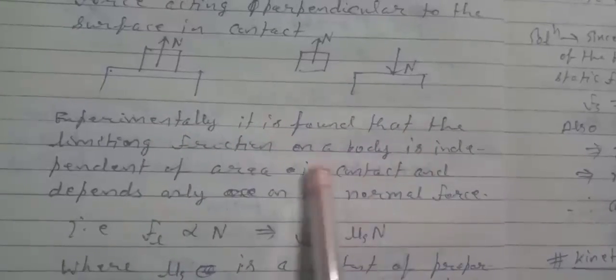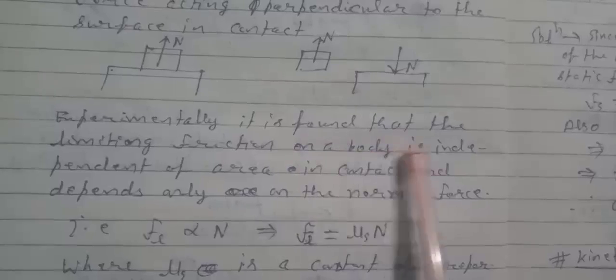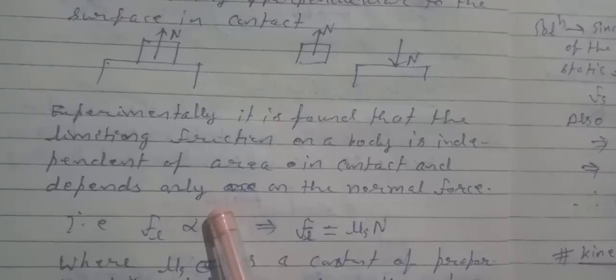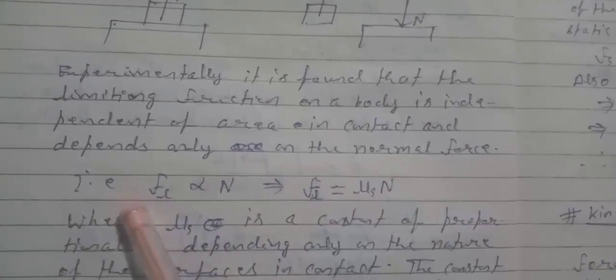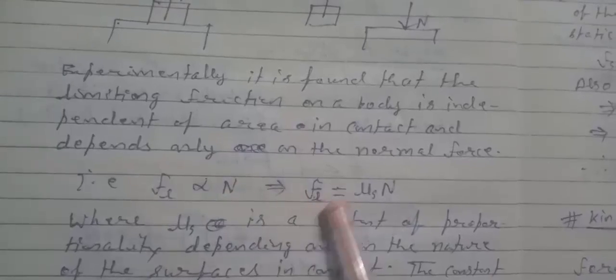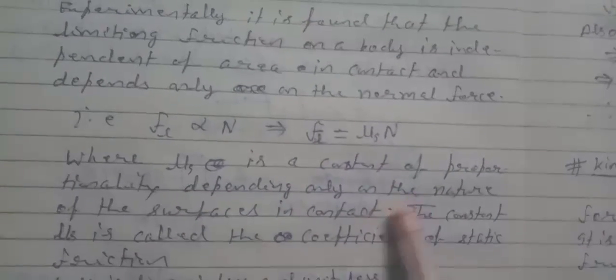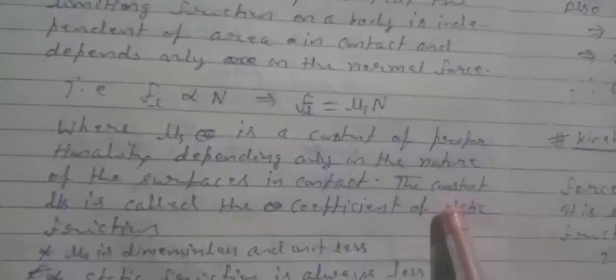Experimentally, it is found that the limiting friction on a body is independent of the area in contact and depends only on the normal force, that is FL proportional to N. This implies FL equals mu s into N, where mu s is a constant of proportionality depending only on the nature of the surfaces in contact. The constant mu s is called the coefficient of static friction. Mu s is a dimensionless and unitless constant.